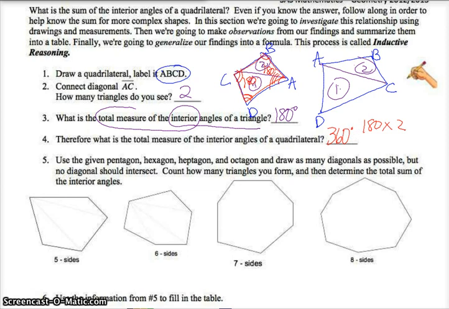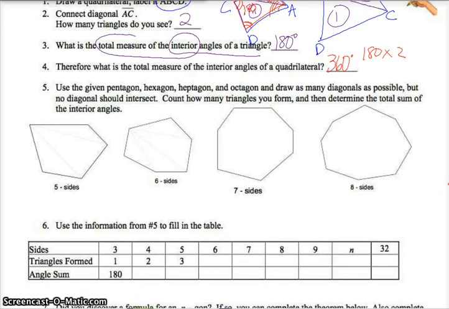So now you can just fill that in the chart down here. A triangle is 180 degrees, a quadrilateral has 2 triangles formed, which is 360 degrees. Now we are going to do this with a pentagon, hexagon, a heptagon, and an octagon, and draw as many diagonals as possible, but no diagonal should intersect. So notice I only had the one diagonal, not both up here.